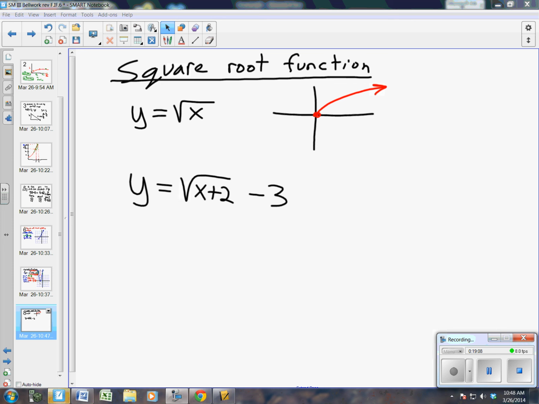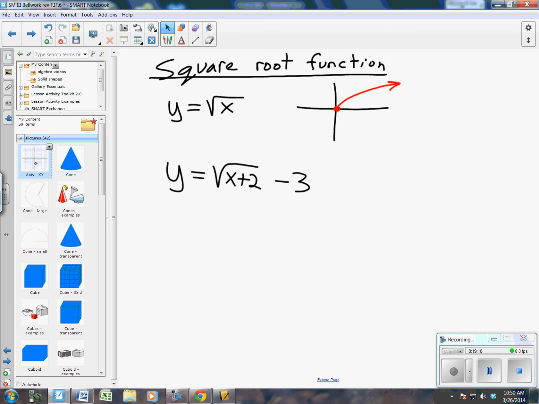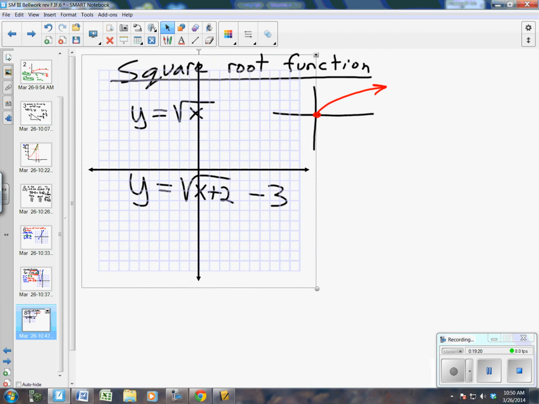What are some key features of that? I'm going to give you guys a second to play with that, and then we'll talk about it. See what you can do. Okay. So if we are doing this one right here, we've done two translations, haven't we?